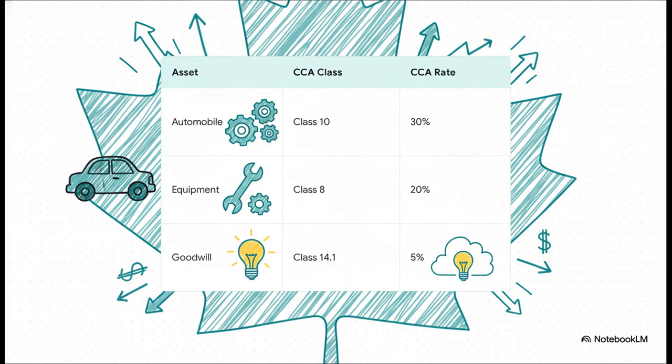And this whole system is organized by these classes. For example, a standard car or minivan goes into Class 10, which has a 30% rate. Most office furniture and equipment, that'll be Class 8 at 20%. Even intangible things like goodwill that you purchase when you buy a business have a home. That's Class 14.1 with a much lower 5% rate. The calculation is always the UCC balance for the class multiplied by that class's prescribed rate.